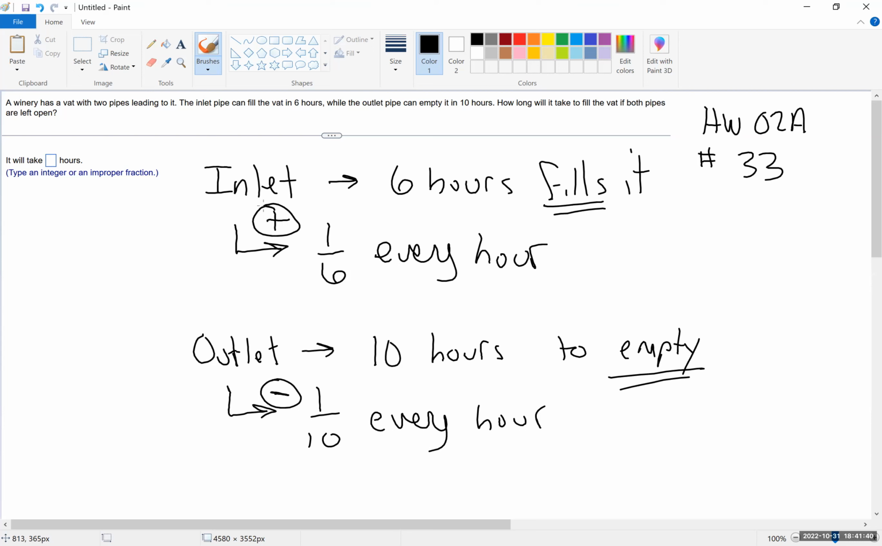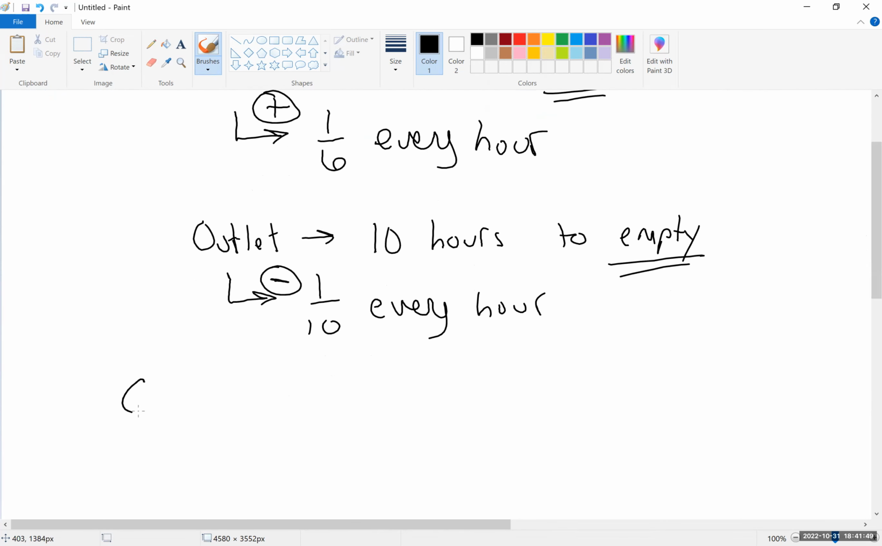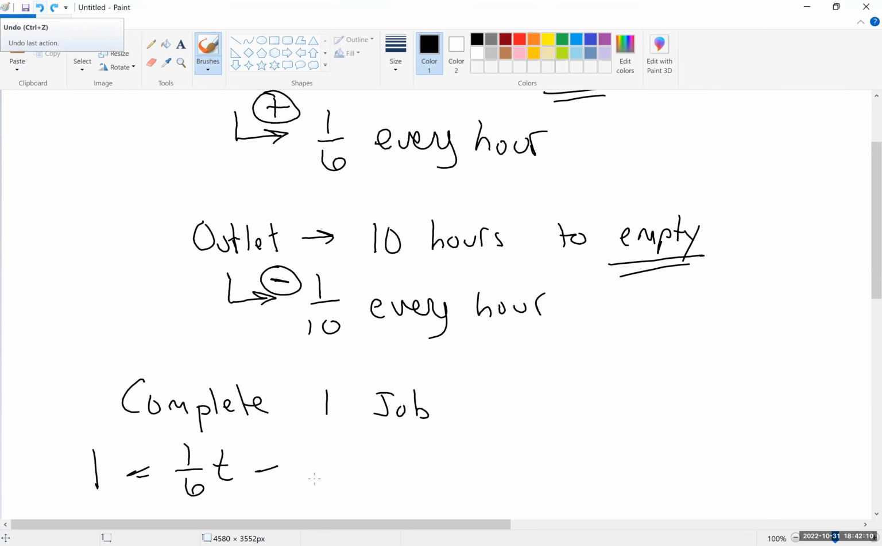How long will it take to fill the vat if both pipes are left open? They are fighting against each other. So what we need to do is complete one job. The inlet is doing 1/6 an hour, so it's 1/6 times the time is how much it fills. So 1 is going to be equal to 1/6 T, not plus. We're not working together. We're working against each other. It's going to be minus 1/10 T.